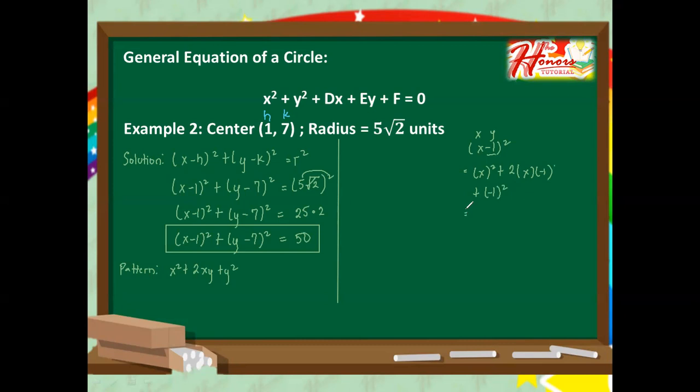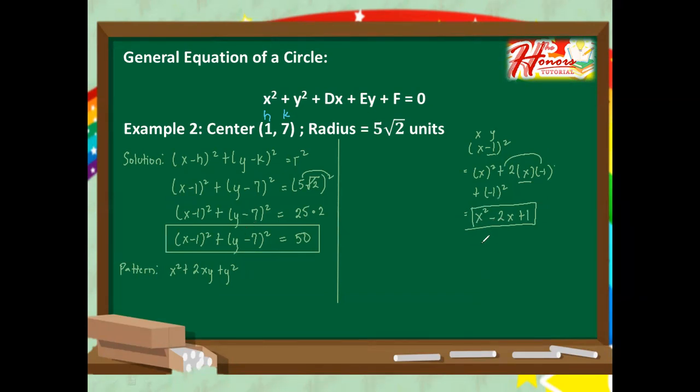And then let's simplify. X raised to 2, that is x squared. And then positive 2 times negative 1, that's negative 2. Copy the variable, which is x. And then plus negative 1 squared, that is positive 1. So this is the simplest form of the quantity of x minus 1 squared.